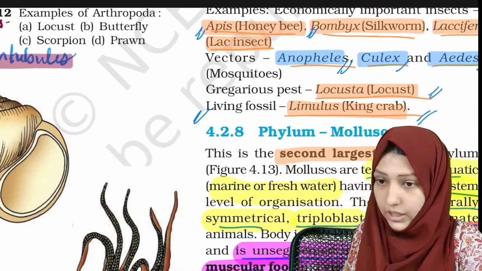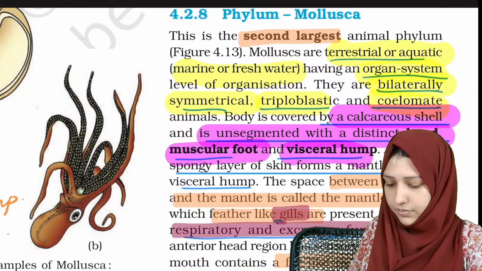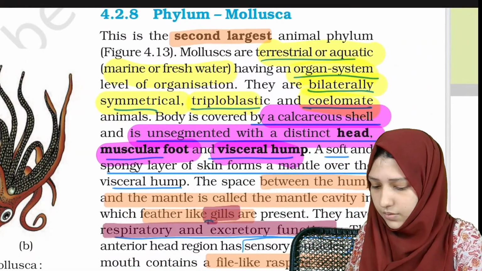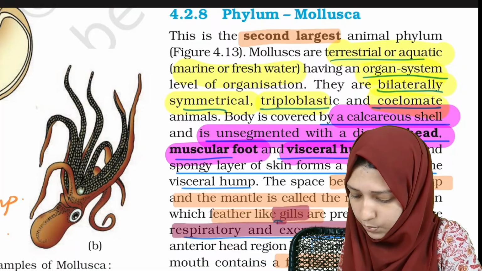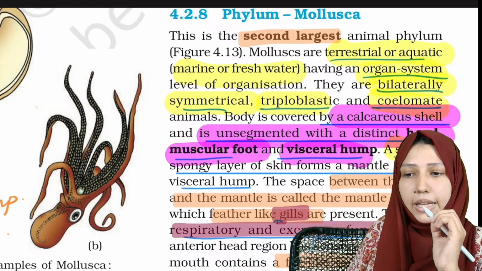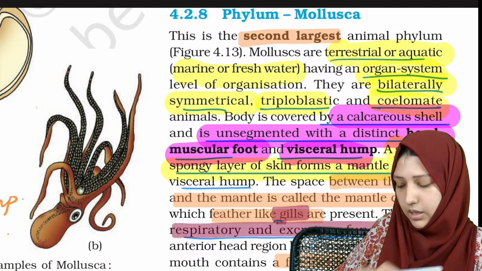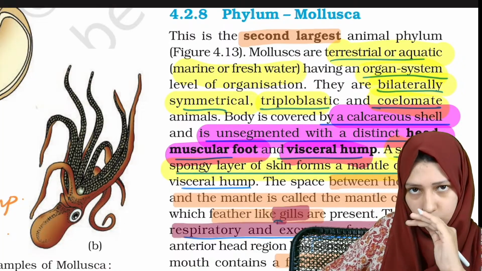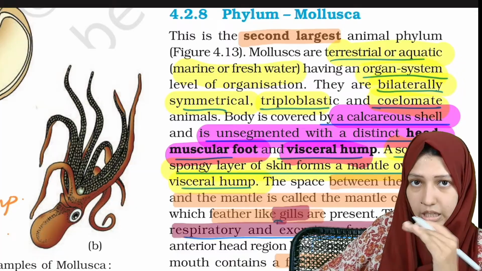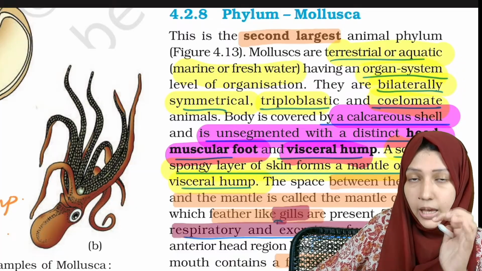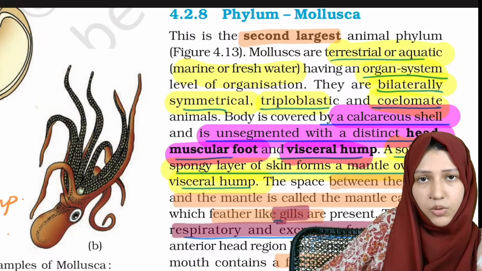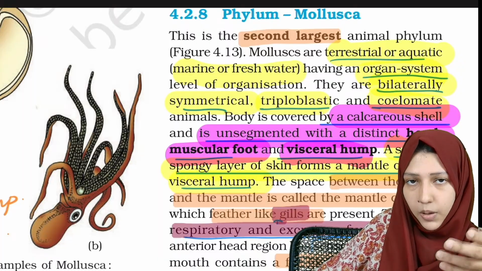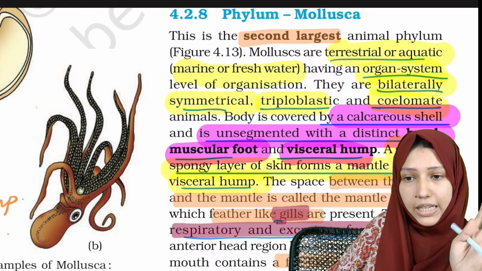The soft and spongy layer of skin forms a mantle over the hump. So the soft and spongy layer is known as the mantle layer. Now there is a cavity between the mantle layer and the hump. That cavity is known as the mantle cavity.